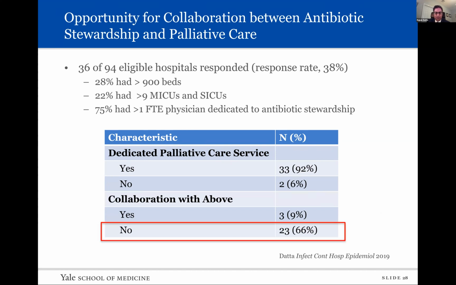So some of the key findings are that in these hospitals, the vast majority, 92%, had a dedicated palliative care service. However, only 2/3 were engaged in any collaboration with palliative care providers with respect to educational, joint collaborations in terms of patient management, or perhaps palliative care consultation with stewardship programs. And so this was a notable finding, which I suspect would be generalizable to other institutions.